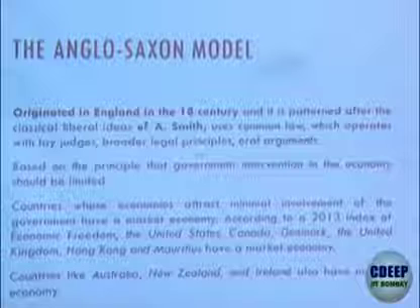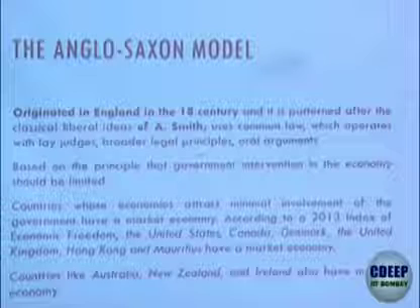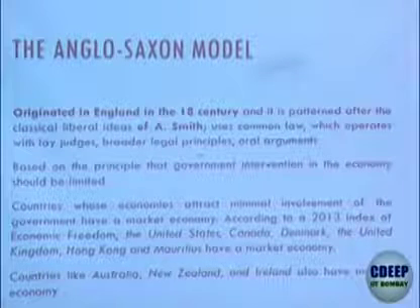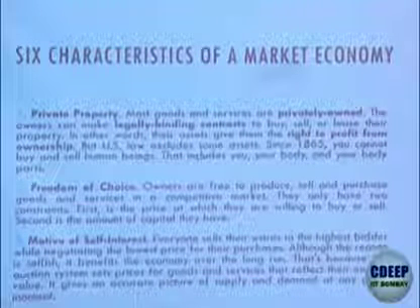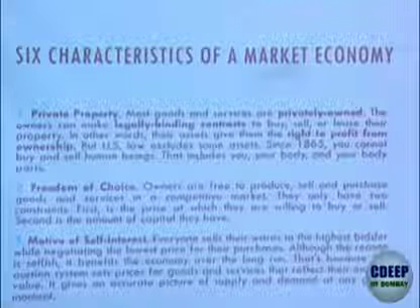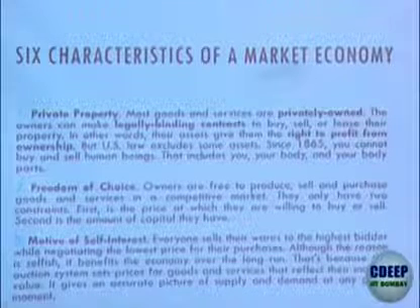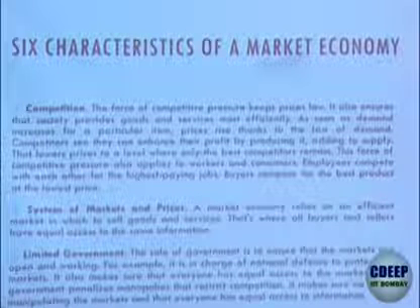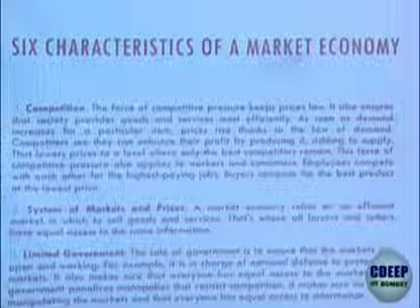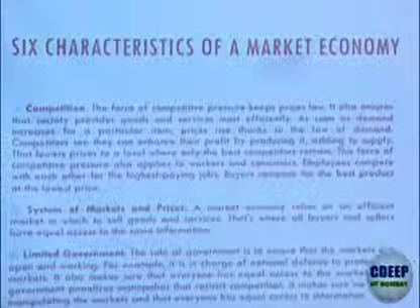According to the 2013 Index of Economic Freedom, the United States, Canada, Denmark, the United Kingdom, Hong Kong and Mauritius have a market economy, and countries like Australia, New Zealand and Ireland also have a market economy. The characteristics of a market economy: the first one is private property, which promotes ownership of goods and services. The second one is freedom of choice, and the third one is the motive of self-interest. The fourth one is competition. Here the competitive pressure keeps the prices low. If there is a huge demand for a product, then by the law of demand, its price increases.